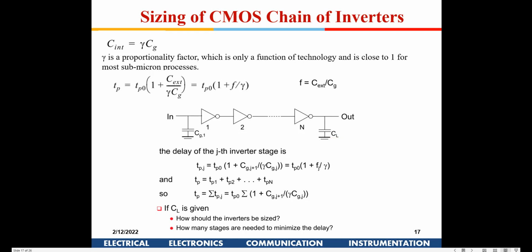C int is the sum of all internal capacitance. Yes, C int is the sum of all internal capacitance. Now C int is gamma CG. This is the proportionality factor that depends on the technology, and it is close to 1 for most sub-micron processes. That means the gate capacitance into gamma is the total C int.